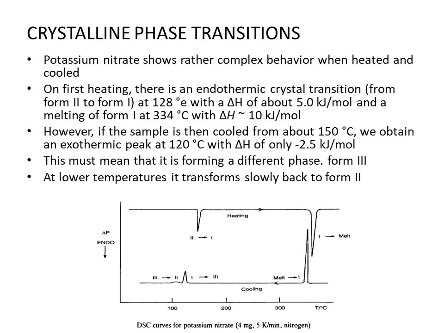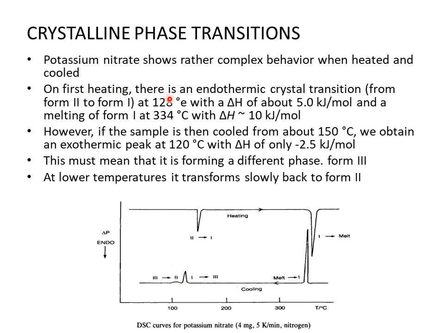Next application is crystalline phase transitions. We know that crystals show various crystalline phase transitions upon heating. Here we are going to discuss potassium nitrate. Potassium nitrate shows rather complex behavior when heated and cooled. So here are two transition curves. One is for when it is being heated, while the other is for when it is being cooled.